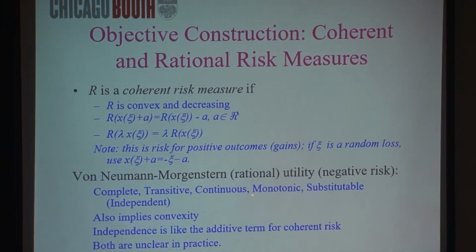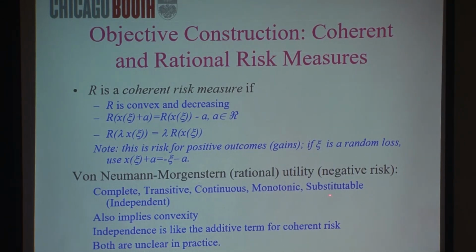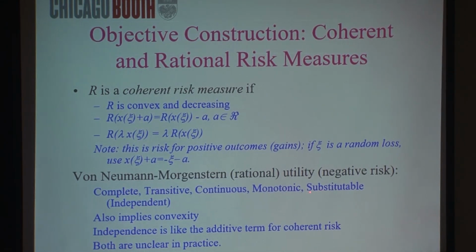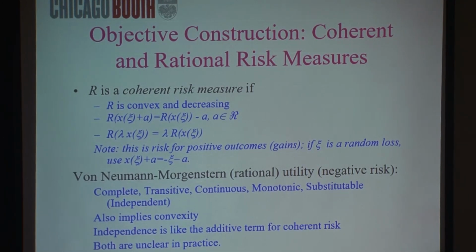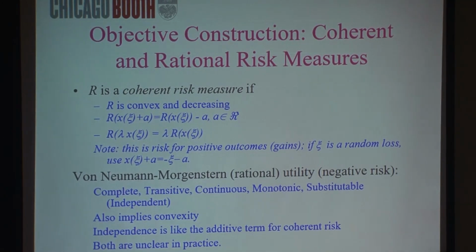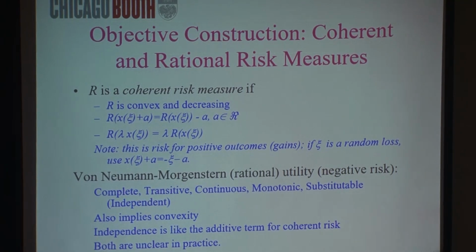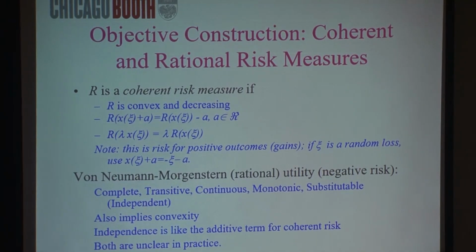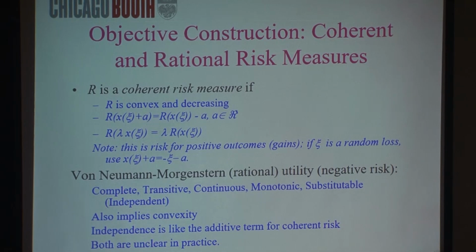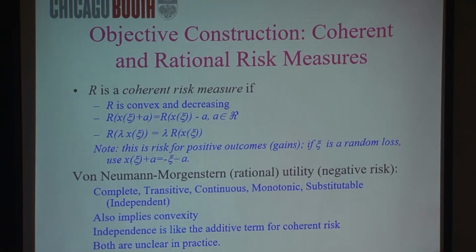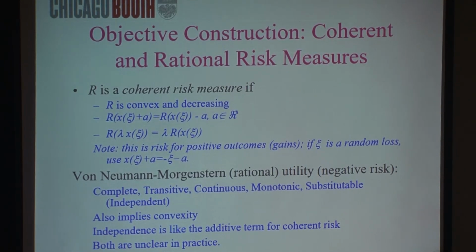Monotonic: the more you have of something that is desirable, the better. And then what is called substitutability, which says if I add in something that's irrelevant, it shouldn't change the ordering. So if C is irrelevant for A and B, then A plus C should still be better than B plus C.